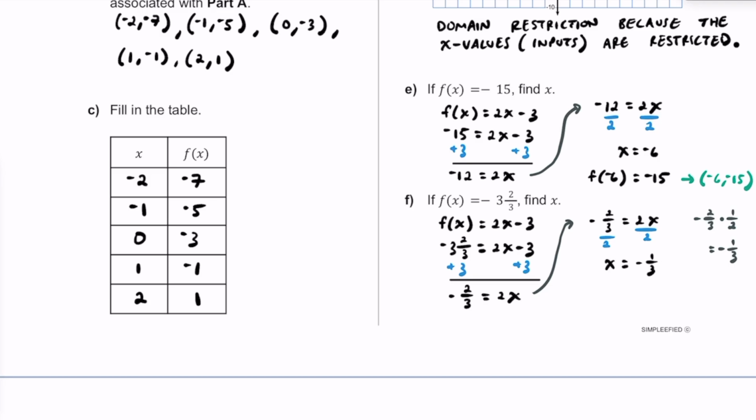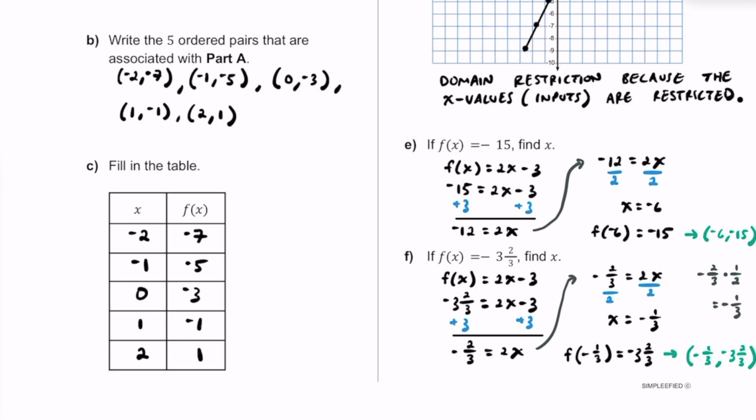And so that means if we were to look at our function, f of negative 1/3, or if negative 1/3 went into the function as our x value or input, negative 3 2/3 would come out as our output or our y value for that particular x value. So the ordered pair that we would have on the coordinate plane would be negative 1/3 comma negative 3 2/3. That would be our point.